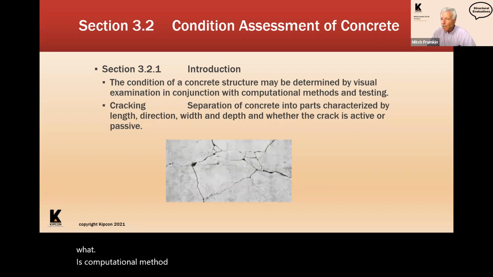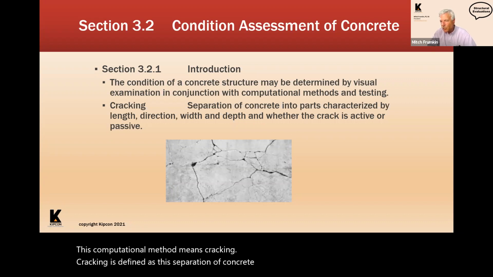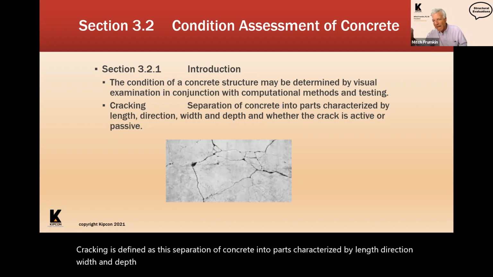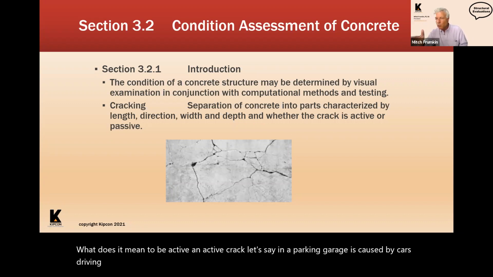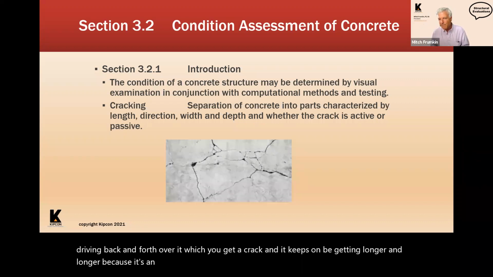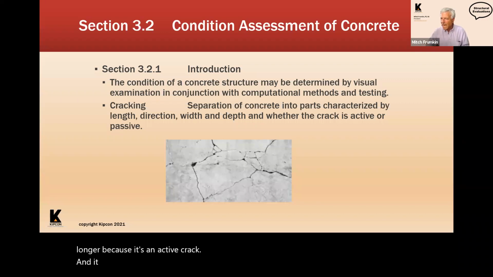Cracking. Cracking is defined as the separation of concrete into parts characterized by length, direction, width, and depth, and whether a crack is active or passive. Now, I talked about this before. What does it mean to be active? An active crack, let's say in a parking garage, is caused by cars driving back and forth over it, so you get a crack, and it keeps on getting longer and longer because it's an active crack. And it gets progressively worse, so it's active.